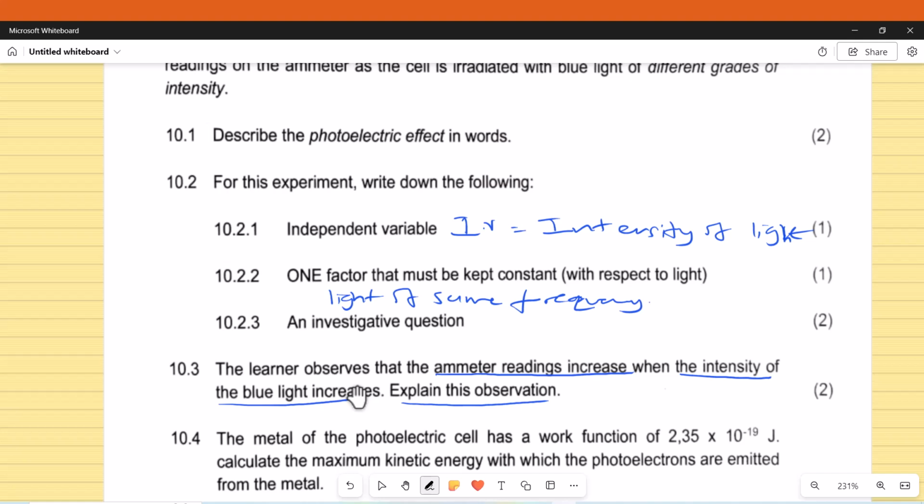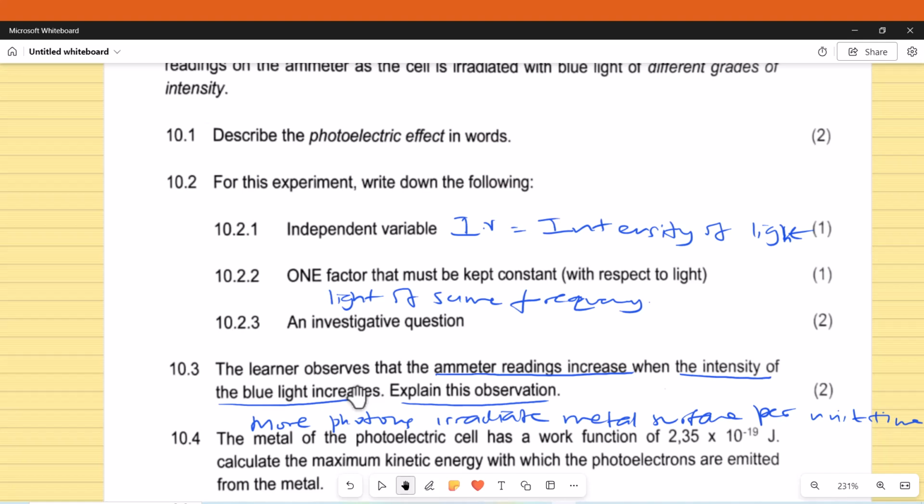So here we say that because of what? Because of more photons that irradiate the metal surface per unit time.